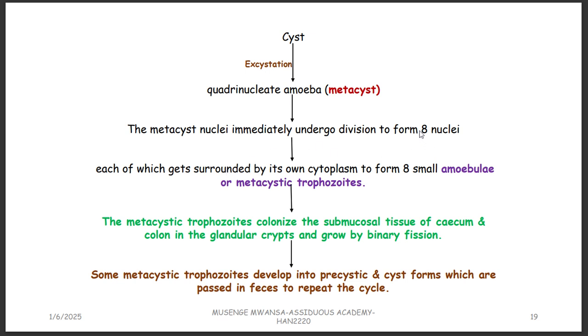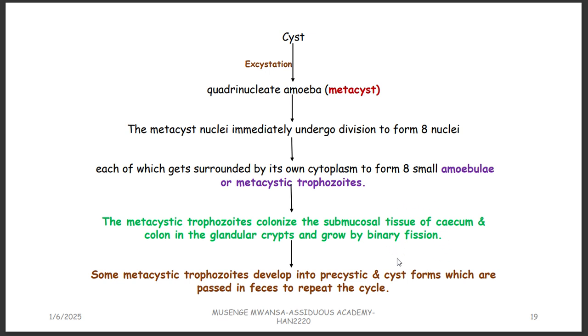And then what will happen is that the cytoplasm has not yet divided. It's only the nuclei that are divided into eight. Then each of those eight nuclei is going to be surrounded by its own cytoplasm. And so you are now going to end up with eight small amoebulae or metacystic trophozoites. These metacystic trophozoites now will go to the submucosa of the cecum and colon, in the glandular crypts, the crypts of Lieberkuhn, and then they'll be able to grow by binary fission.